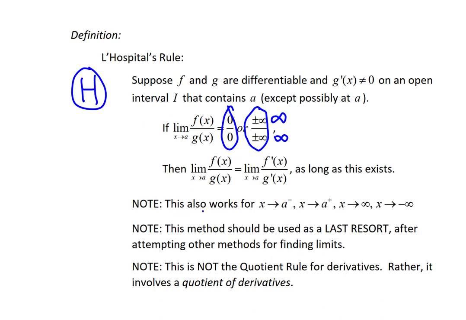Note, this also works for when x is approaching a from the left or a from the right. Remember, x approaching a was the limit variable in our limit here. And so it works when you're approaching just one side of a limit, or it also works if x is approaching positive or negative infinity. So a doesn't have to be a real number, it could be infinity or negative infinity, and this rule still works.